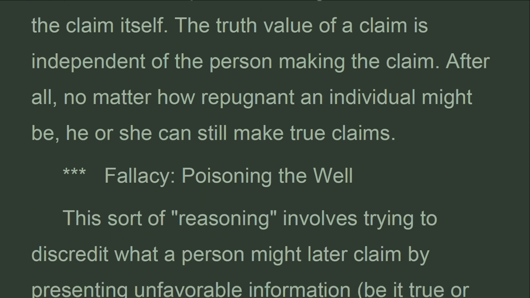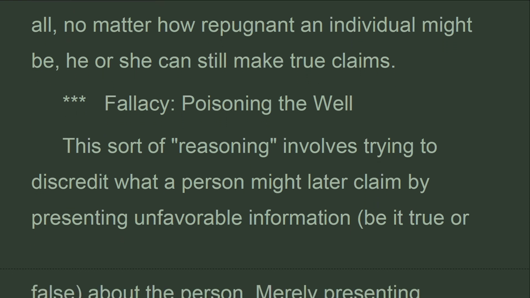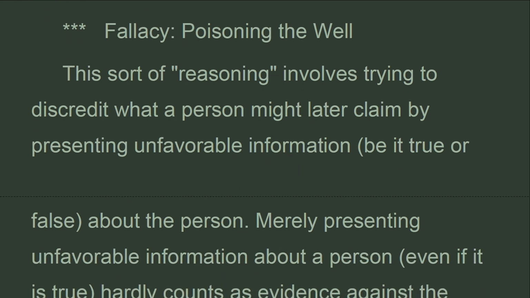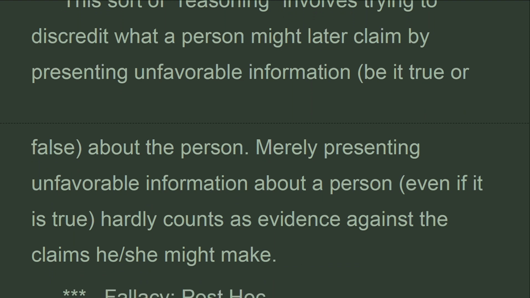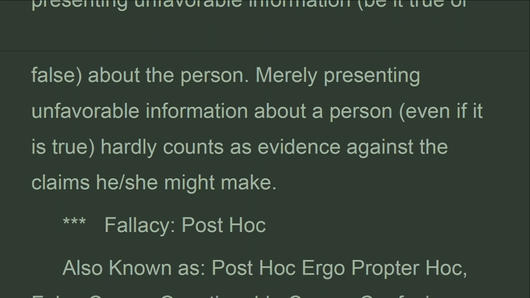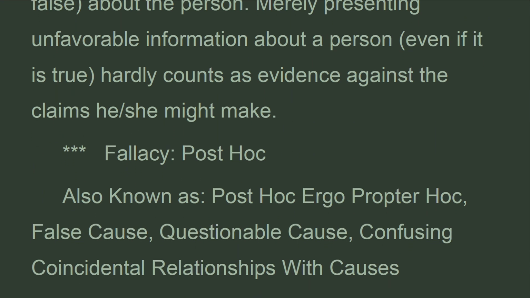Fallacy: Poisoning the well. This sort of reasoning involves trying to discredit what a person might later claim by presenting unfavorable information, be it true or false, about the person. Merely presenting unfavorable information about a person, even if it is true, hardly counts as evidence against the claims he or she might make.